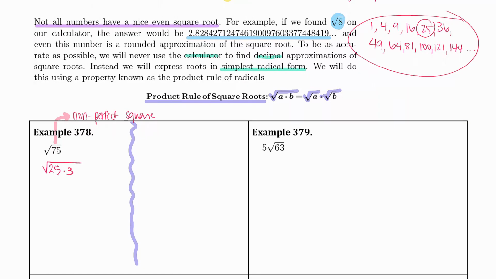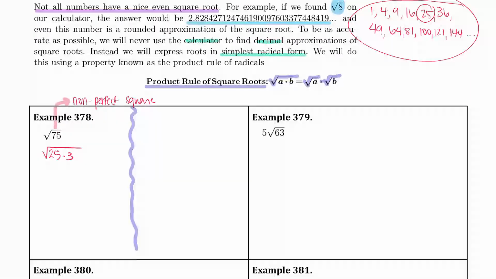25 times 3 gives me 75. So I didn't change the value. I just wrote it as 2 factors. Well, my rule up here says that if I have this, I can really write it as the square root of 25 times the square root of 3. And we talked about above the square root of 25 because that's a perfect square. The square root of 25 is 5. And then we keep the square root of 3 there. So if we simplify this, we get 5 square roots of 3. So that's one way to do this.